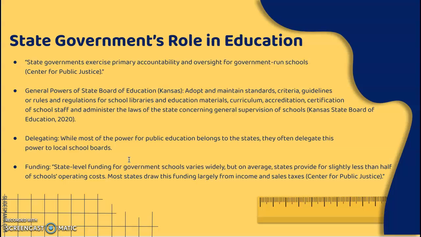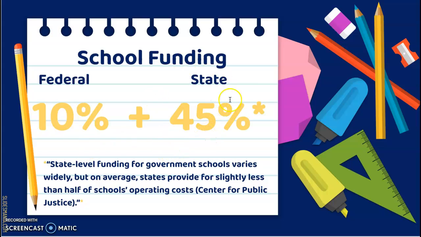And for funding, state level funding for schools varies a lot, and how they do it varies as well. But they provide slightly less than half of schools' operating costs, according to the Center for Public Justice. In most states, that comes from income and sales tax. In some states it comes from casino revenue. So I equated that to about 45% of funding. However, again, that can vary, slightly less or slightly more. And so we're now at 55% between federal and state funding.